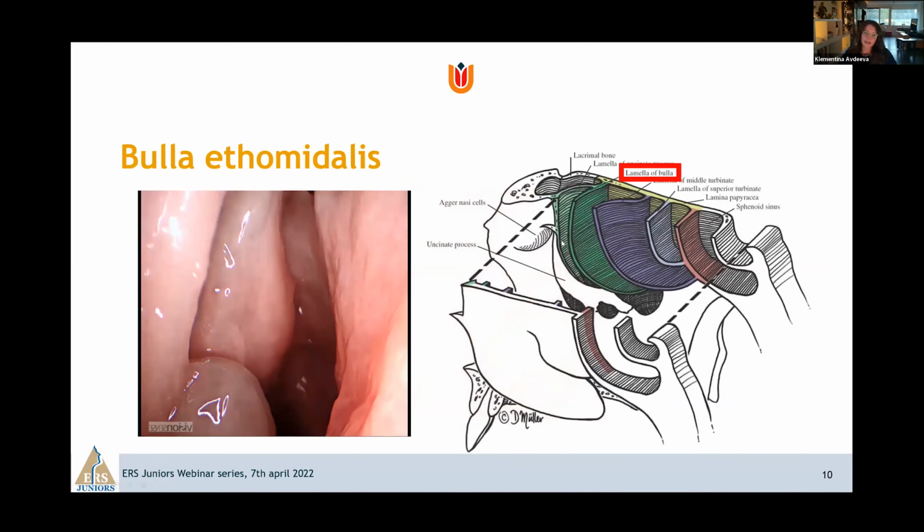So this was the first lamella. Moving to the second lamella, the lamella of the bulla. Again, we are looking at the right nasal cavity. This is the middle turbinate, this is the uncinate process, and this is the bulla ethmoidalis. It's an anterior ethmoid cell that's located posteriorly to the semilunar space. Hiatus semilunaris, that's here, and it's called this way because it has a crescent shape. What's important is that between the first and the second lamella, so between the uncinate process and the lamella of the bulla, is the frontal sinus drainage pathway.